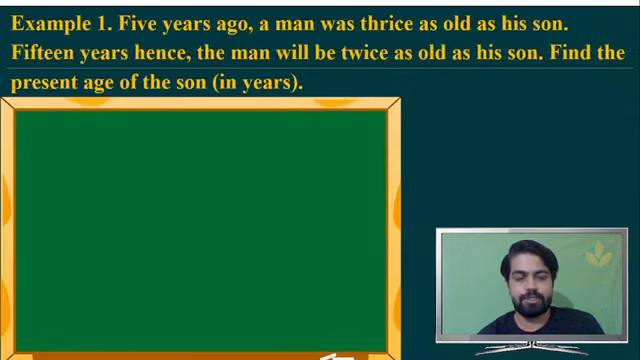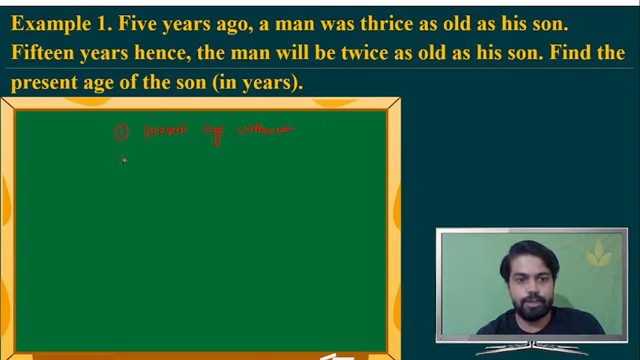And I'll tell you first, any question they ask, we need to assume the variables properly. For example, we always assume the present age as unknown. Don't assume the age after 10 years or past age, don't assume all that. So we always assume the present age as unknown.